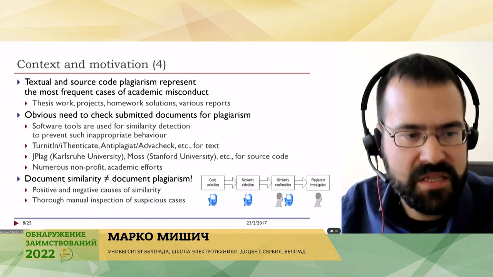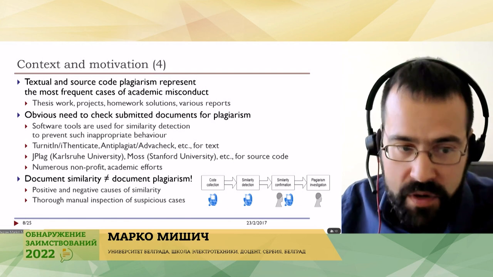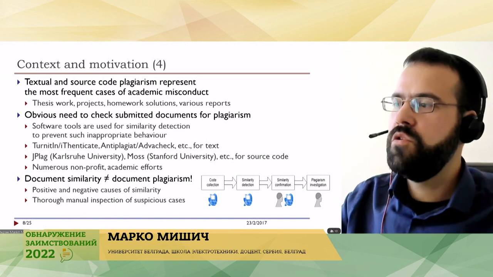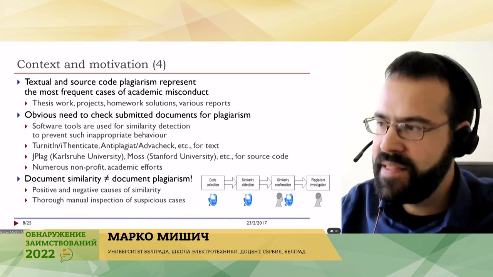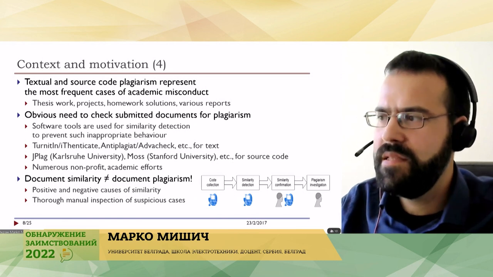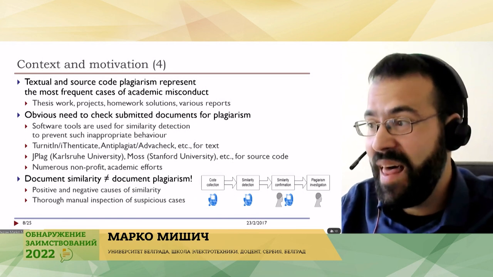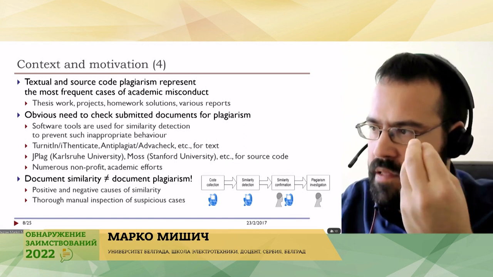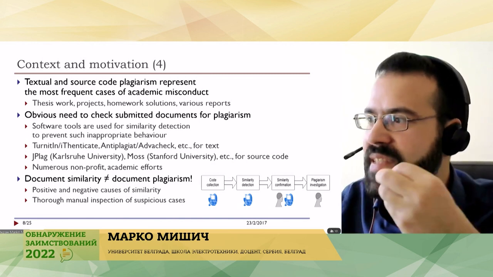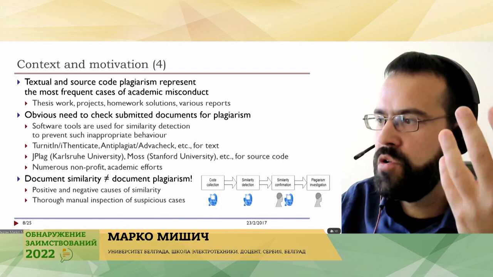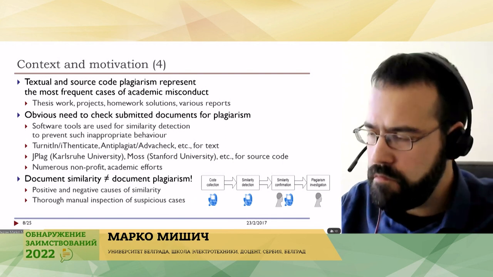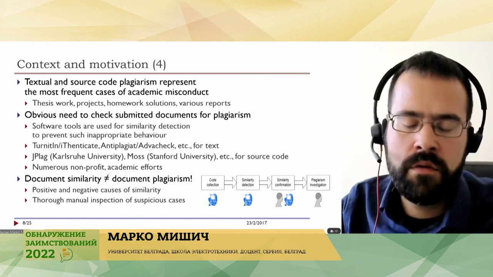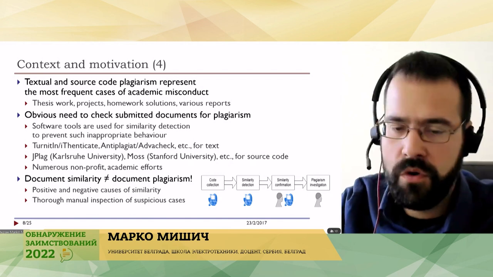for such misbehavior. Of course, there are positive and negative causes of similarity, especially when we speak about source code plagiarism. There are some practices such as code reuse and similar, which are allowed in the software industry. So we have to be pretty sure that the code or parts of the text are deliberately taken in order to breach academic honesty, instead of just developing on some code or a text.